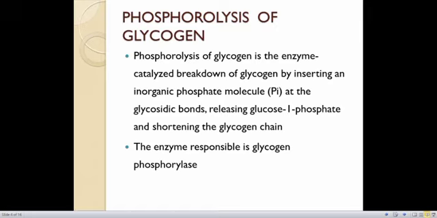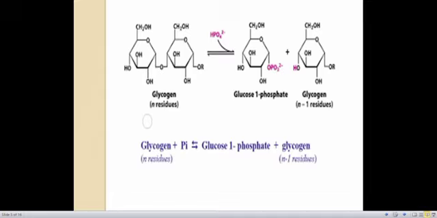As a result, the glycogen chain becomes shorter. This is the process of phosphorylasis of glycogen. And the enzyme which is responsible for this reaction is glycogen phosphorylase. Now here is an overview of the phosphorylasis of glycogen.